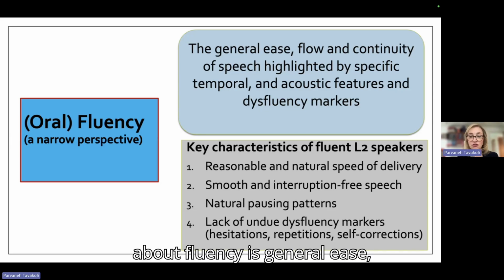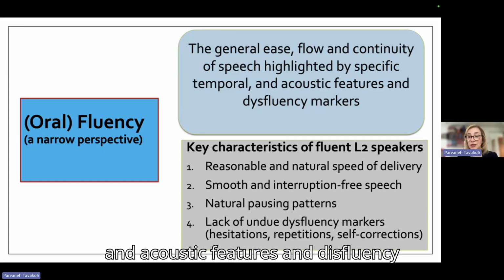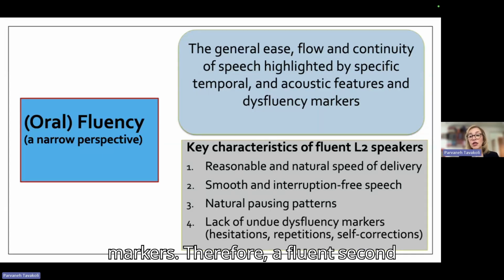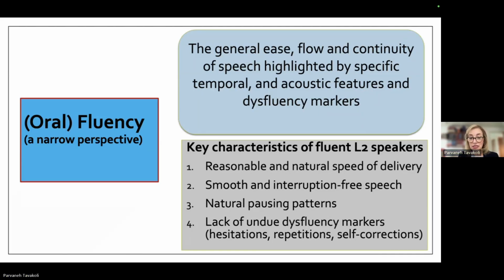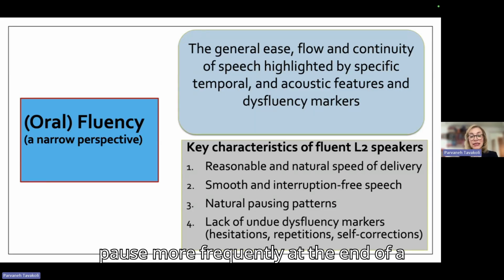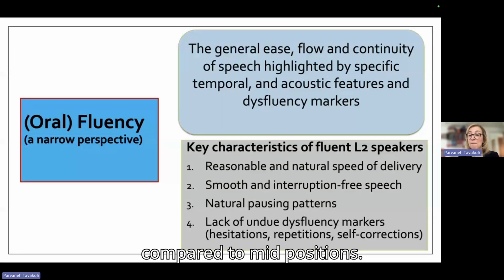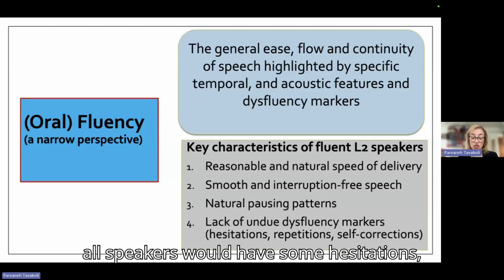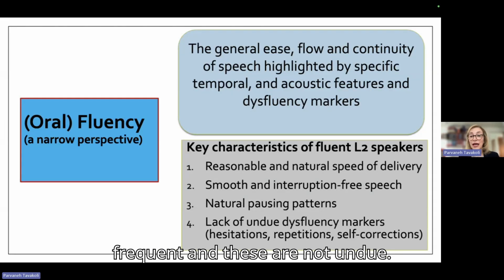If we want to agree on a definition, the overall definition given and agreed quite widely about fluency is general ease, flow, and continuity of speech, highlighted by specific temporal and acoustic features and disfluency markers. Therefore, a fluent second language speaker speaks at a reasonable and natural speed. The speech is smooth and interruption-free. There are natural pausing patterns, by which we mean speakers tend to pause more frequently at the end of a clause or at the end of the utterance compared to mid positions. And finally, there is a lack of undue disfluency markers. All speakers have some hesitation and repetitions, but these are not frequent and not undue.